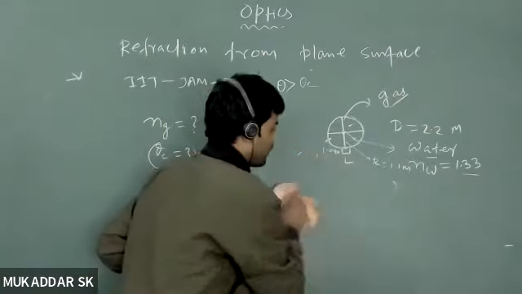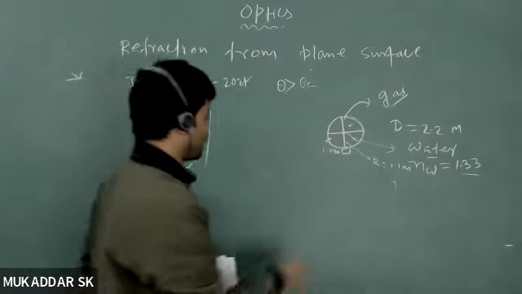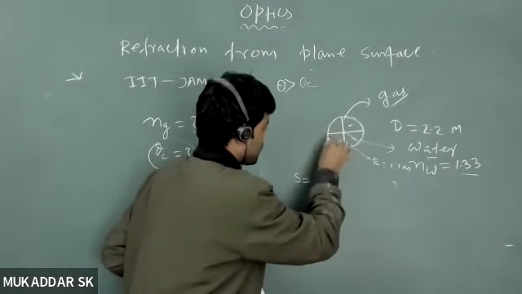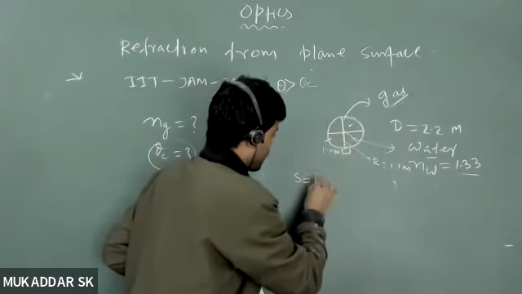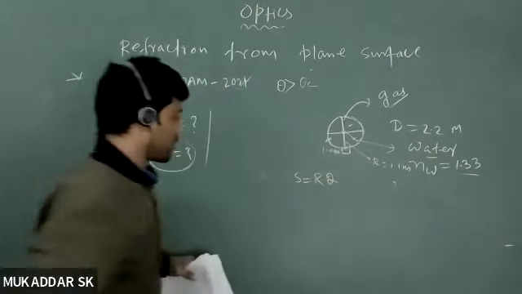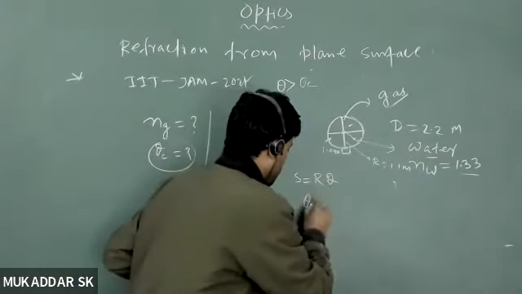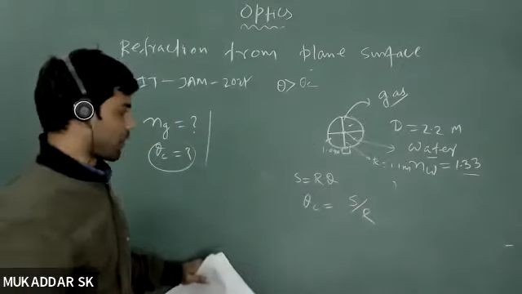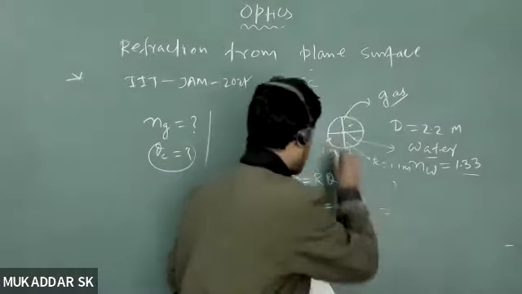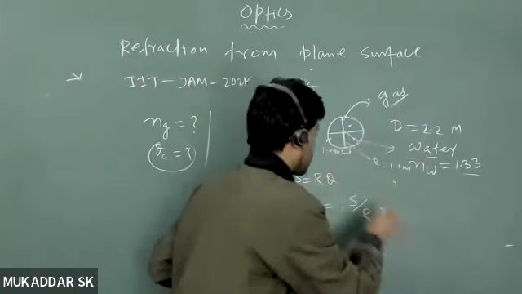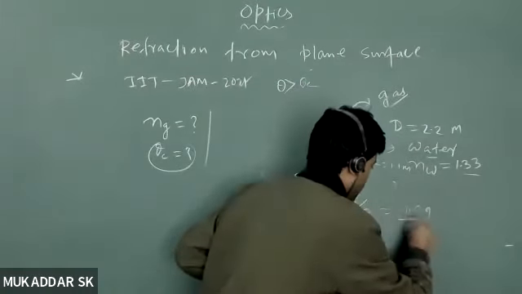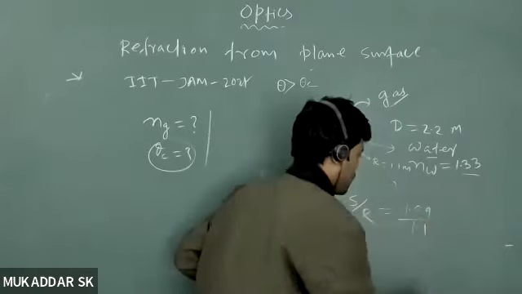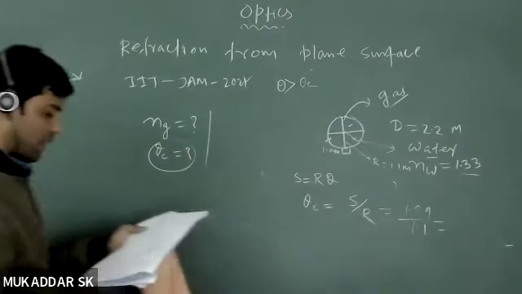Now to calculate that critical angle, what will I use? I know that S equals how much? This curvature can be written as R into theta. So it means theta c will be nothing but S by R. Okay. So if I give S, S is nothing but 1.09 meter and R is nothing but 1.1 meter. Okay. So from here you will get some values.